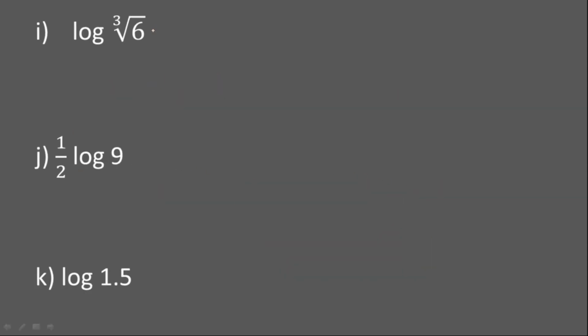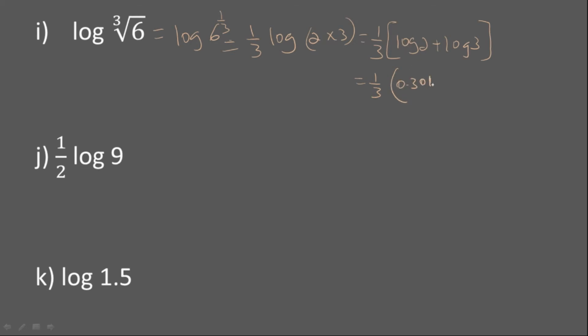Again, we can write log 6 to the power of 1 over 3, so bring the 1 over 3 to the front: 1 over 3 times log 6, and 6 means 2 times 3. So 1 over 3 times the whole, it must be log 2 plus log 3. So finally, 1/3 times 0.3010 plus 0.4771. This is equivalent to 1 over 3 times 0.7781, which is equivalent to 7781 divided by, since we multiplied by 10,000, 3 times 10,000, which is 30,000.